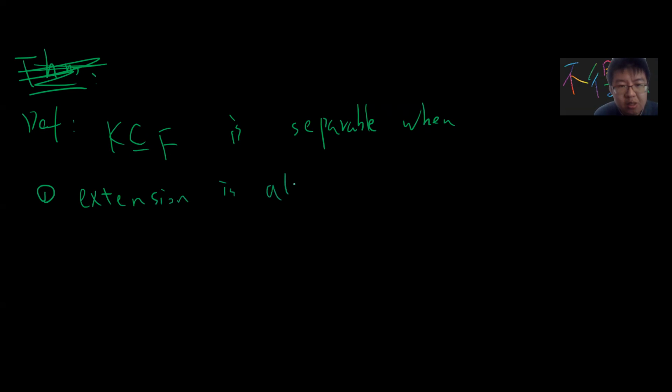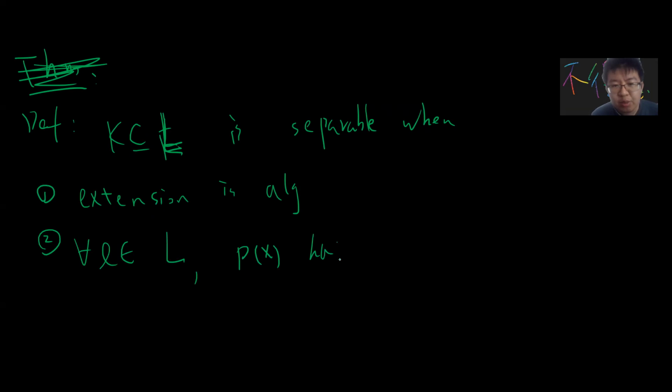Now this is the important definition. So now we can write a definition of separable. Separable means no multiple roots. So if F is a field extension over K, it is separable when the following holds. The first condition is that this extension is algebraic. And the second is that for all L belonging to F, the minimum polynomial P(x) of L has no multiple roots.